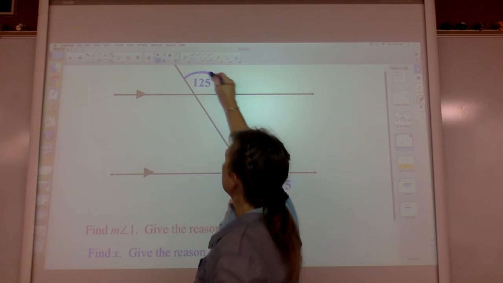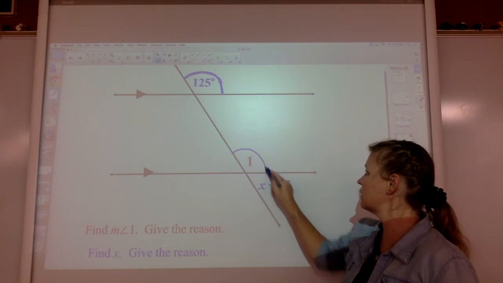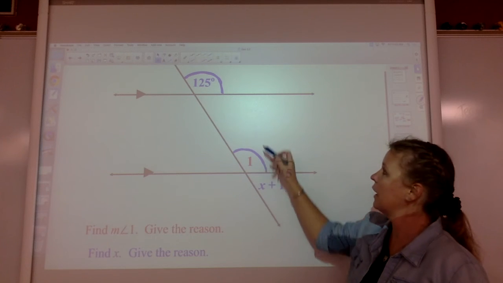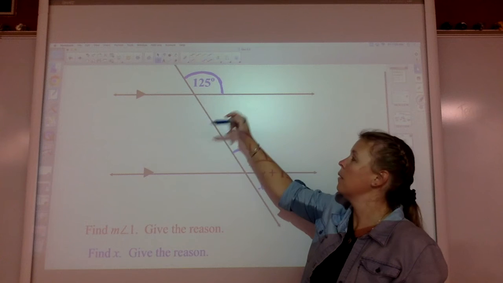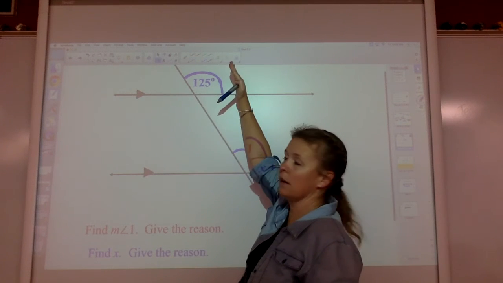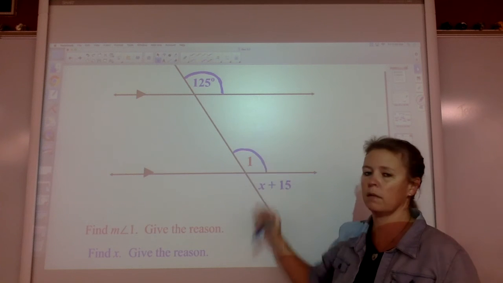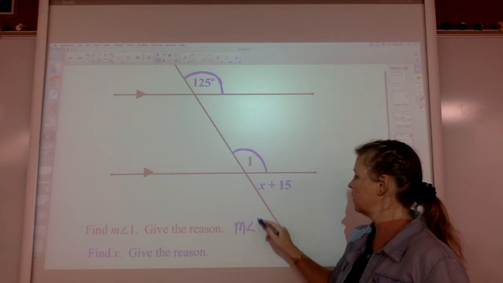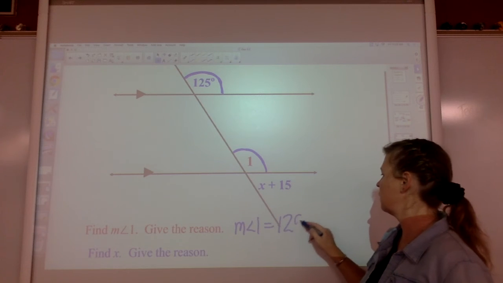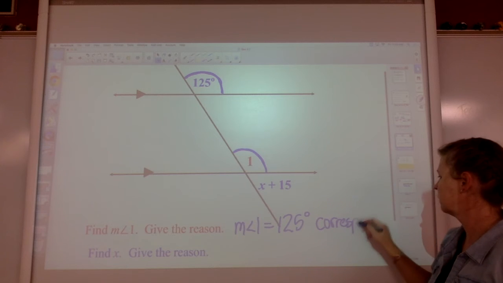We know this is 125 degrees. We know it's very obviously obtuse. Angle 1 is also very obviously obtuse. And it is in the same place or location as the 125 degrees is. But this one is in the upper right-hand corner of the top line. This one is in the upper right-hand corner of the bottom line. That makes them congruent. Measure of angle 1 equals 125 degrees by corresponding angles.